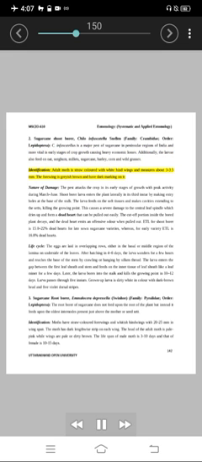Identification. The adult moth is straw-colored with white hind wings and measures about 3 to 3.5 mm. The forewing is grayish-brown and has dark markings on it. Nature of damage. The pest attacks the crop in its early stages of growth, with peak activity during March-June.